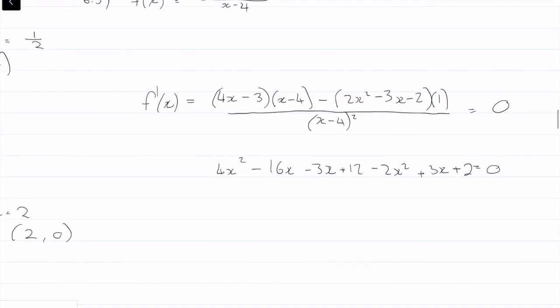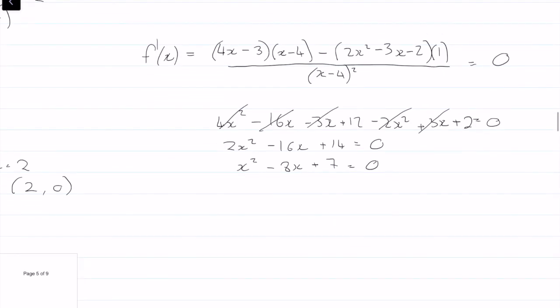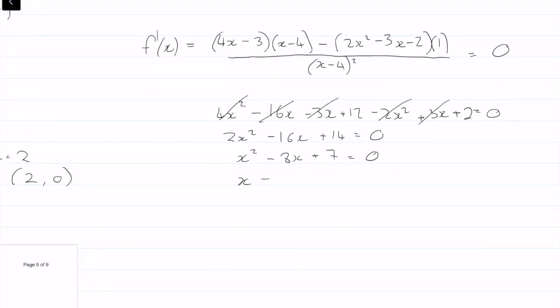If I simplify this, this becomes 2x squared. Those x squareds are gone. This cancels with that, so it's minus 16x and plus 14 is equal to 0. So I know that I'm going to need a 2. I can actually make my life a bit easier by just dividing everything by 2. So I'm left with x squared minus 8x plus 7 is equal to 0, which makes my life a lot easier. So I'm left with (x minus 7)(x minus 1) is equal to 0.